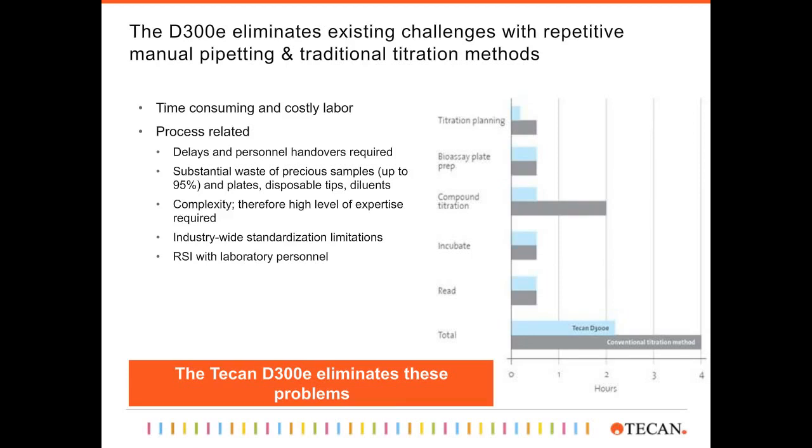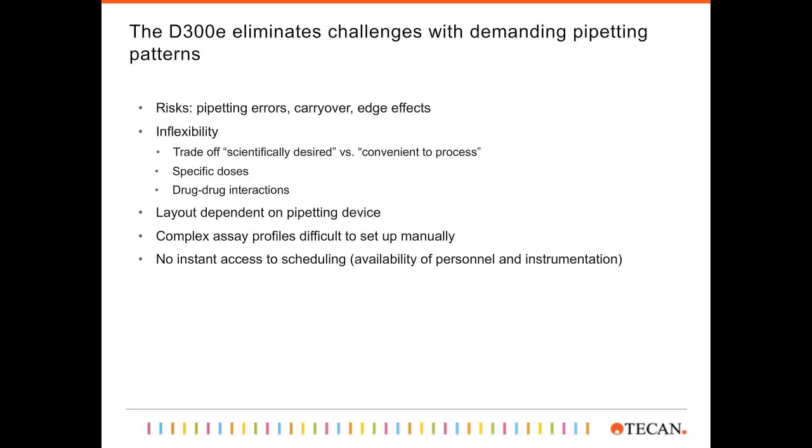So what are the risks that come with challenging pipetting patterns? It can be pipetting errors, carryover errors, or edge effects in the plate, and I'll talk later on how we can reduce these. Also, inflexibility, there is a trade-off between scientifically desired versus convenient to process. Also, oftentimes there are specific doses required, and drug-drug interactions are very difficult to pipette by hand.